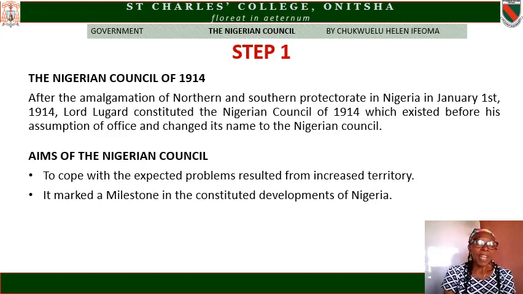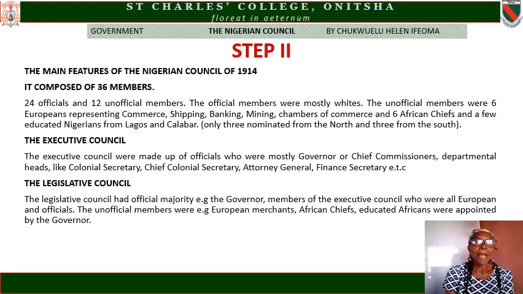The aims of the Nigerian Council were: 1. To cope with expected problems resulting from increased territory. 2. It marked a milestone in the constitutional development of Nigeria. In step 2, we have the main features of the Nigerian Council of 1914.